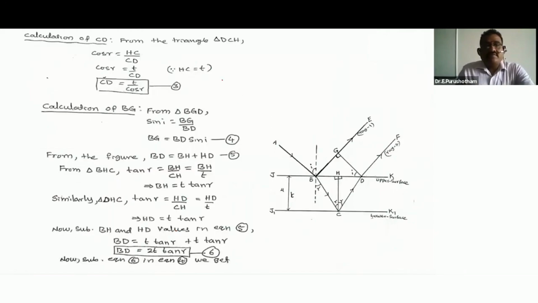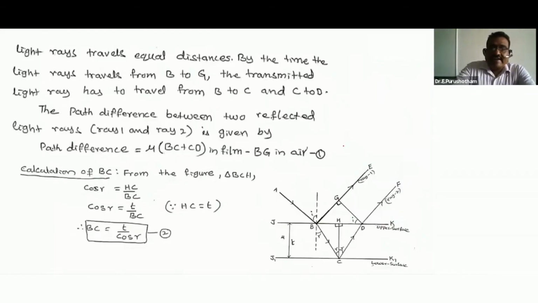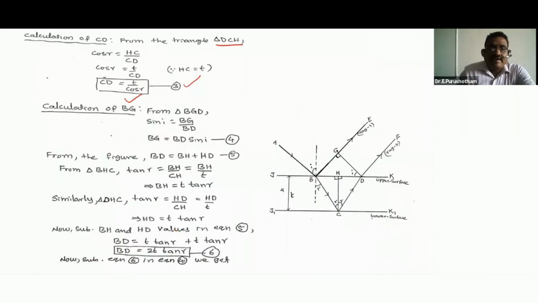Another triangle, this is DCH. I want to take the same cos R. Cos R is equal to adjacent side HC by hypotenuse CD. So T by CD, CD is equal to T by cos R. Now the calculation of BG. We want to calculate BC, CD and BG. I calculated BC and also CD. Now I am going to calculate BG.